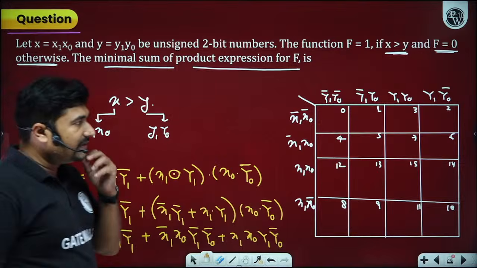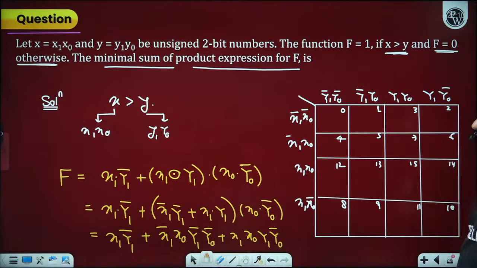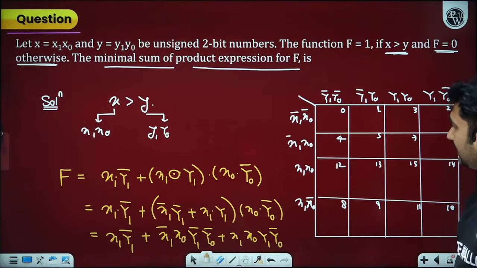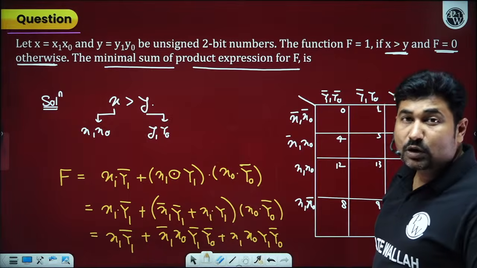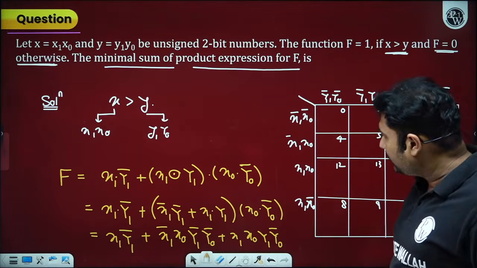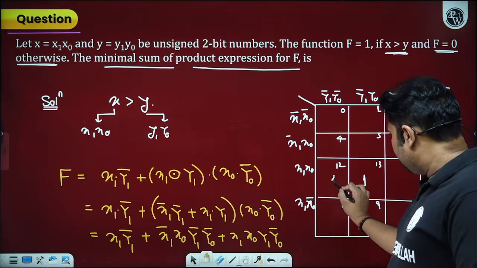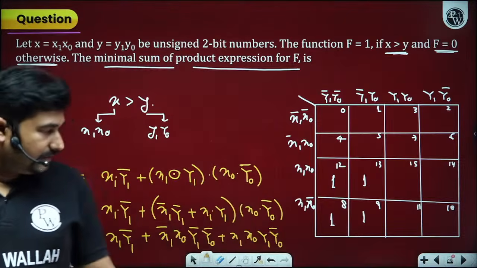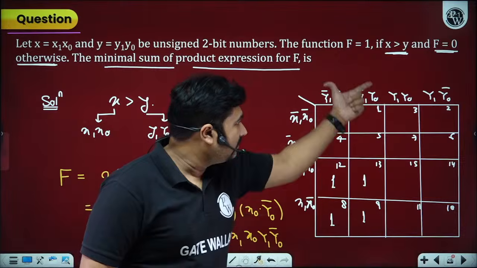What are the binary positions where we are getting output logic high? We can all see that if x1 is greater than y1, definitely your output is high. So x1 y1 complement is a cube. And how will you get the cube? X1 from here and y1 complement you will get from here. So if x1 is greater than y1, definitely we are getting output logic 1. This is a cube, which has x1 and from here y1 complement.